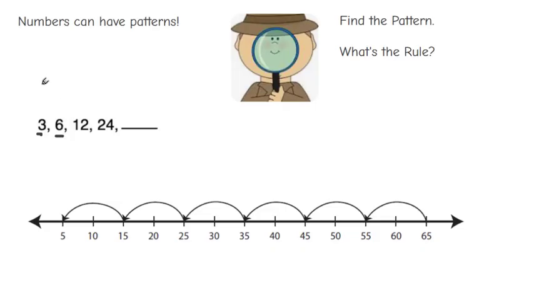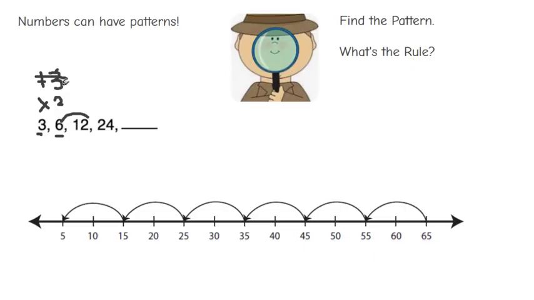Now, some of you are shouting out, it's a plus 3. I added 3. 3 plus 3 is 6, and that's true. That works. But 3 times 2 also works. So now we have to test the pattern on the next number. How did I get from 6 to 12? Well, if I use my first pattern, plus 3, that doesn't work. 6 plus 3 is 9. That pattern doesn't work.